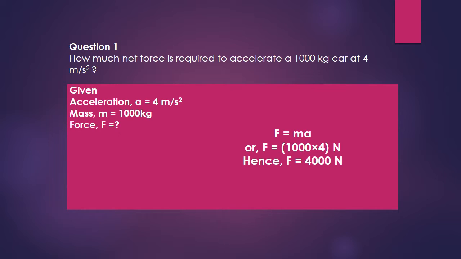What will be the force? F equals ma, and if we put the values of mass and acceleration in the equation, we get F equals 1000 into 4 Newton. Newton is the SI unit of force, hence F equals 1000 into 4 Newton equals 4000 Newton. That will be the answer of the first question.